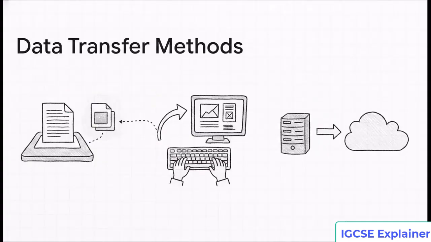So how exactly do we accomplish that data transfer? Well, there are 3 primary methods to migrate existing records. The first is scanning, where you're converting physical paper documents directly into digital formats. The second is keying in, which is exactly as tedious as it sounds, having your staff manually type existing data right into the new system interfaces. And the third is downloading, which means directly migrating existing electronic files straight into the new database architecture.